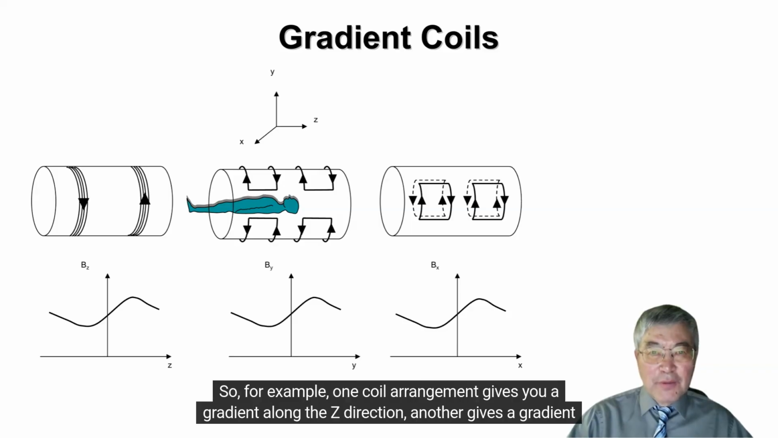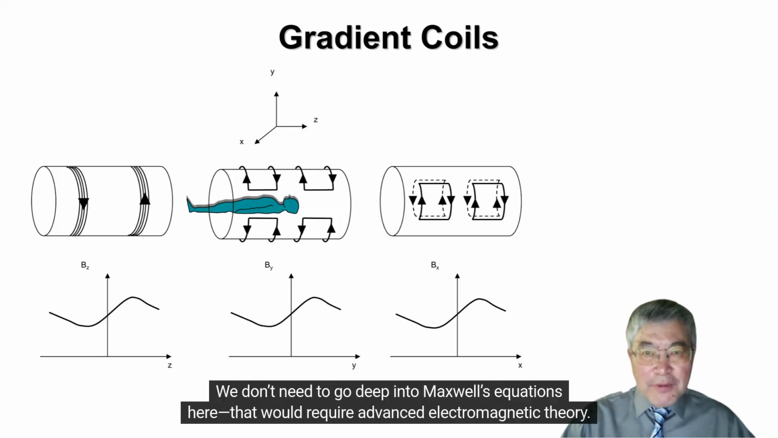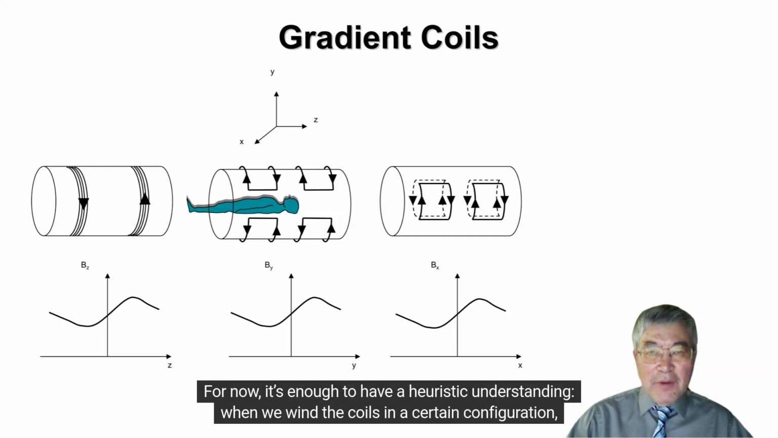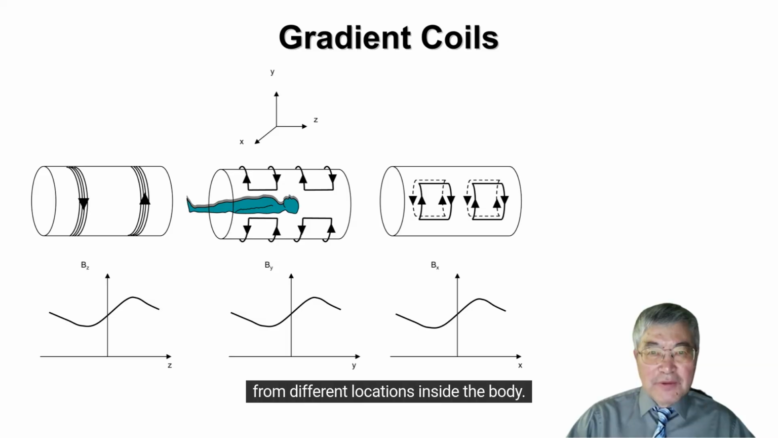So, for example, one coil arrangement gives you a gradient along the z direction, another gives a gradient along y, and another along x. We don't need to go deep into Maxwell's equations here. That would require advanced electromagnetic theory. For now, it's enough to have a heuristic understanding. When we wind the coils in a certain configuration, the resulting magnetic field changes linearly in space, and that's exactly what we need to distinguish signals from different locations inside the body.